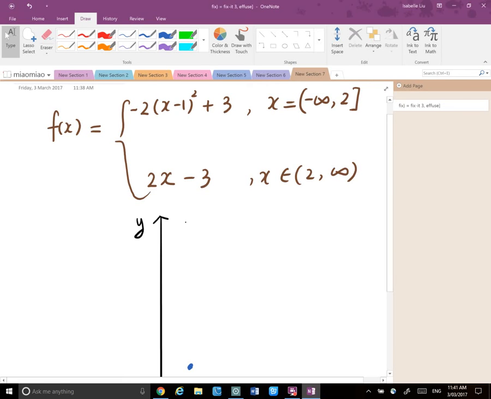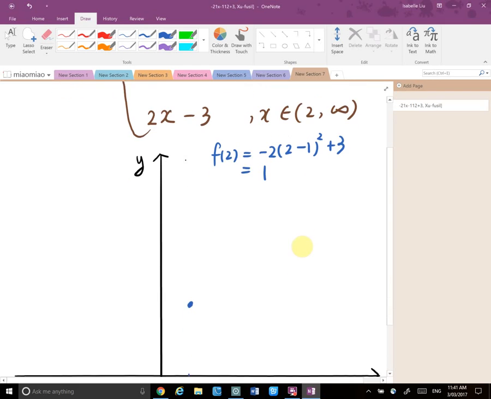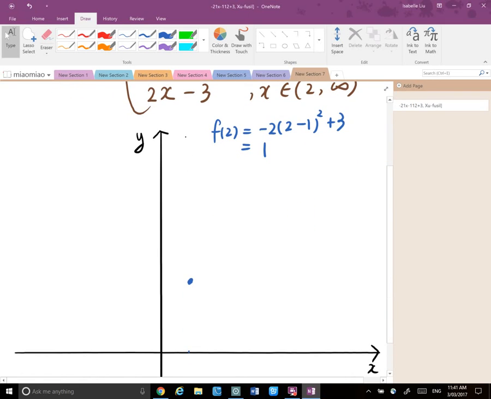So f(2) equals minus 2 times 2 minus 1 squared plus 3. And that gives me 1. So 2 and 1. You can see that that's a quadratic and turning point is here. Somehow the graph will look like that.